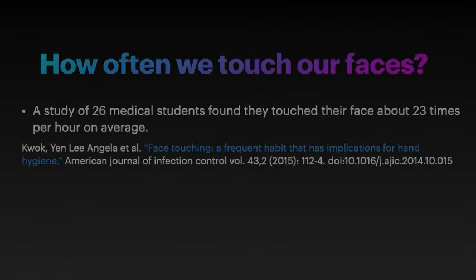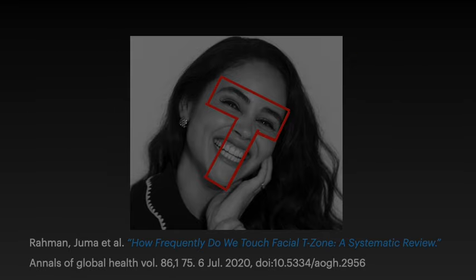That number actually comes from real observational studies, including one where researchers watched medical students during class and counted every touch. That same study also noted that 44% of touches involved mucous membranes. In a more recent systematic review, the pooled average of facial self-touch specific to the T-zone was 68 times per hour.